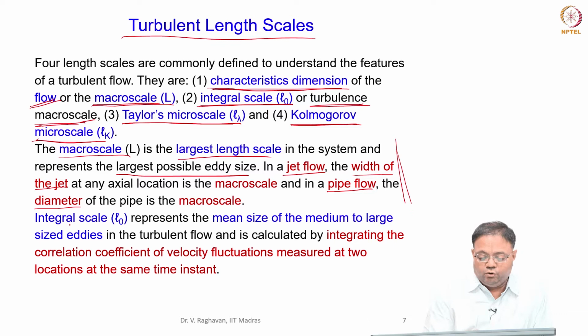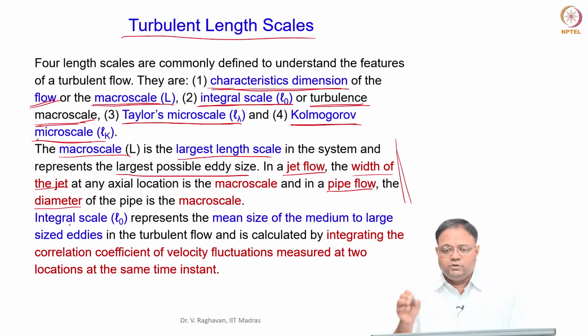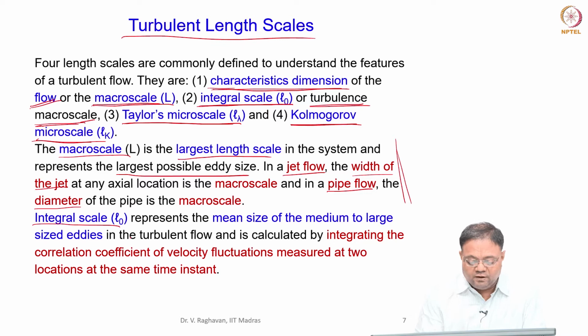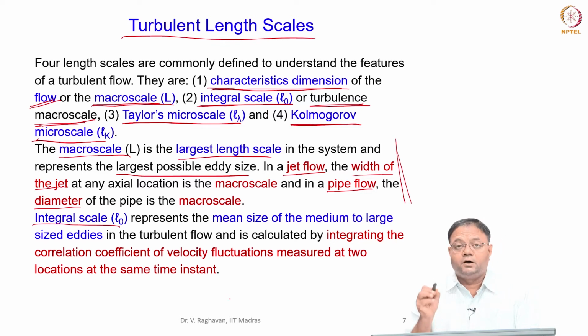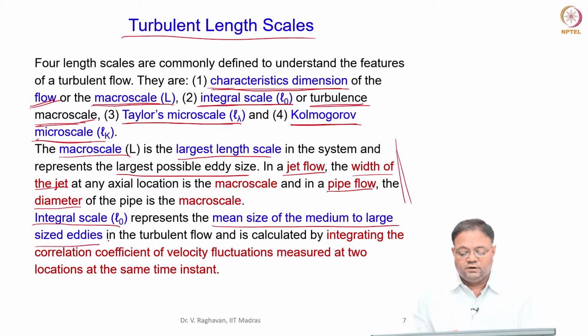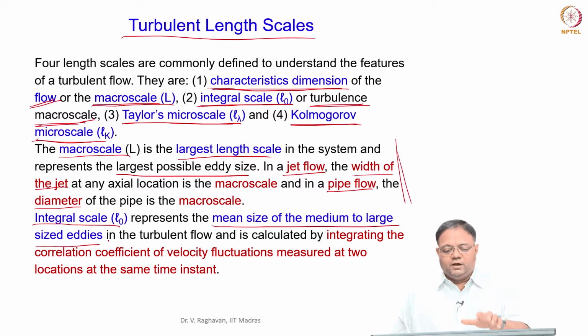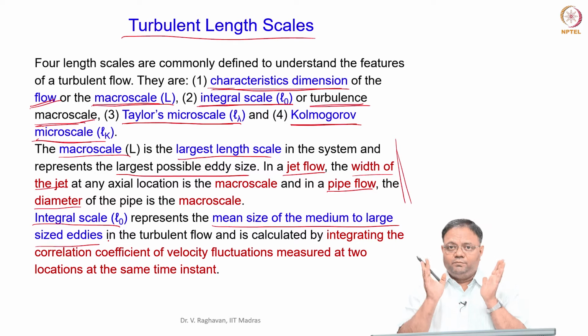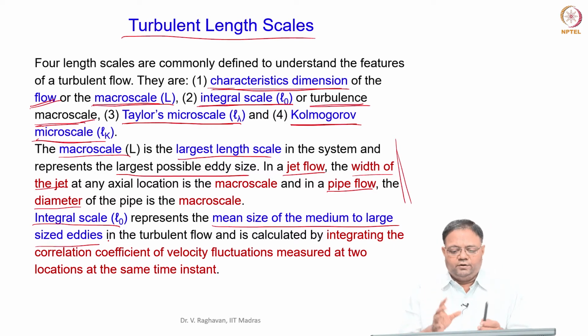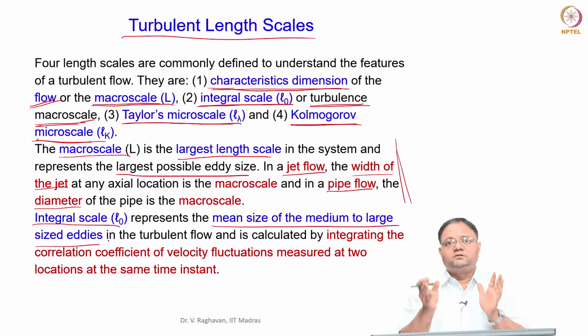The second scale, as I told you, second, third and fourth are specific to the turbulent eddy size. This integral scale, also called the turbulence macro scale, represents the mean size, the average size, of medium to large size eddies. Please understand that once you go into turbulence, we cannot just take a particular size of the eddy. For the macro scale we are definite: the jet width is fixed based upon Reynolds number, and the pipe diameter is fixed, everything is fixed.